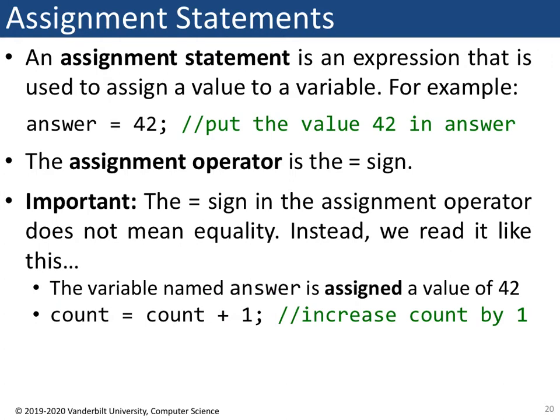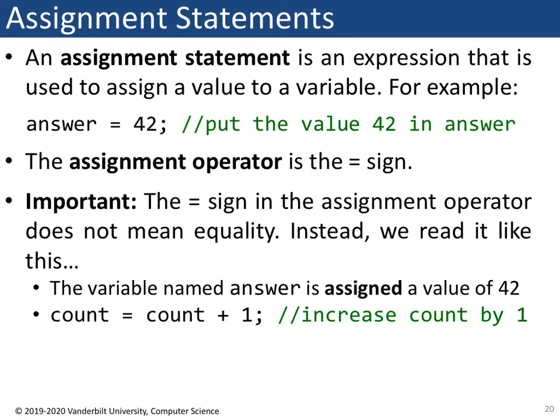Once you have declared a variable, you'll typically want to assign it values. So in this case we have a variable called answer, and we're assigning the variable answer the value 42. So when we assign a value, we're using a specific type of statement called an assignment statement. An assignment statement is an expression which is used to assign a value to a variable. So the assignment operator in Java is the equal sign. So the equal sign is the operator which we use to assign a value to a variable.